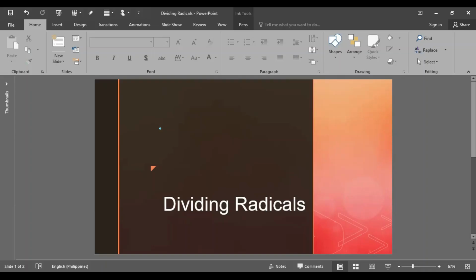In our previous meeting, we discussed how to multiply radicals. Again, in multiplying radicals, we consider the indices. We can multiply radicals if they have the same index, regardless of the radicals. This time, the focus of this lesson video will be the division of radicals. And the same with multiplication, we can divide radicals if they have the same index, regardless of the radicals. Basta parehas ang index, pwede natin ma-divide ang radical expressions.